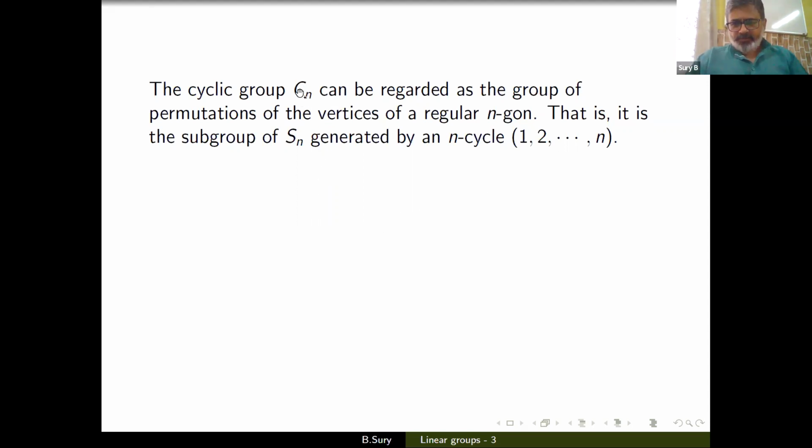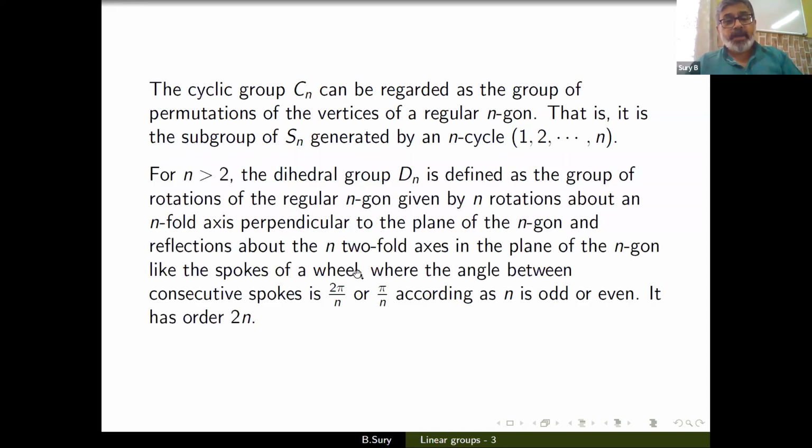So if you want to view it as a permutation group, it's the cyclic group generated by the n-cycle. Remember, n is any general number. If you take the square or the cube of that, it may not be an n-cycle. If you have 1, 2, 3, 4, this is a 4-cycle; what is the square? Think of those things. Similarly, you have the dihedral group, where again you have a regular polygon of n sides.